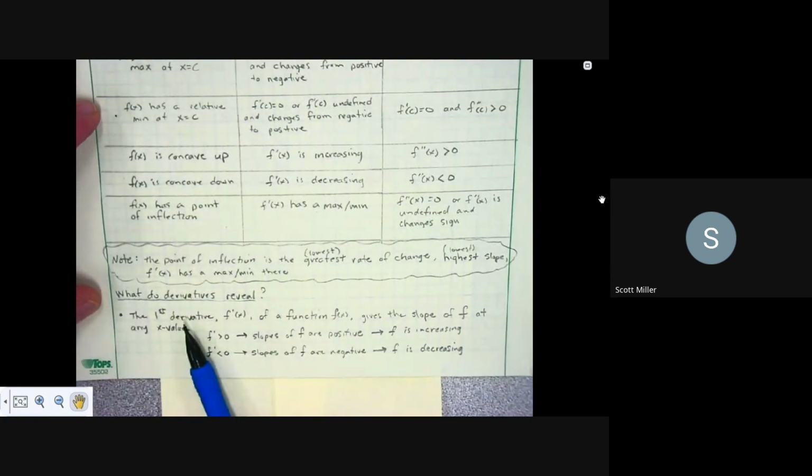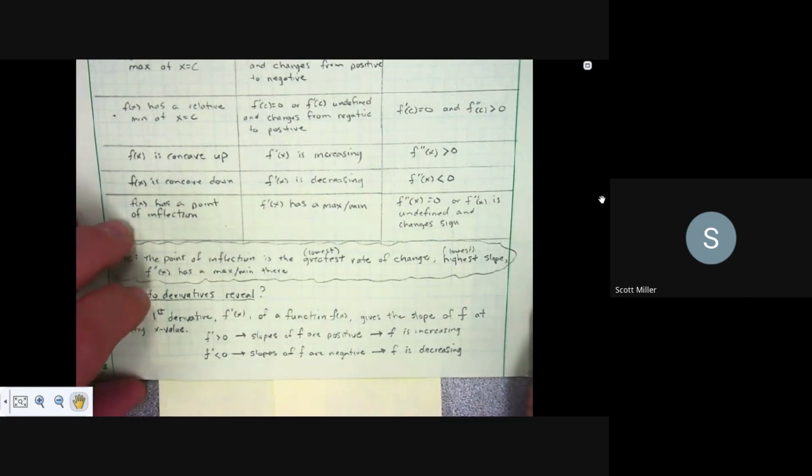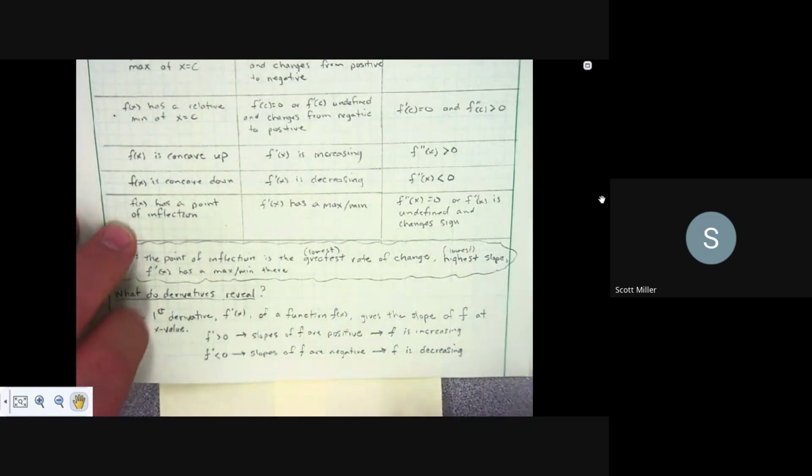The first derivative, f prime of a function, gives the slope of the function at any x value. F prime greater than 0 means the slopes of f are positive, and f is increasing. And likewise, if f prime is less than 0, then the slopes of f are negative, and f is decreasing. So basically what this is all about is just learning the relationships between the different functions and how I can use them to do different things and answer different questions.